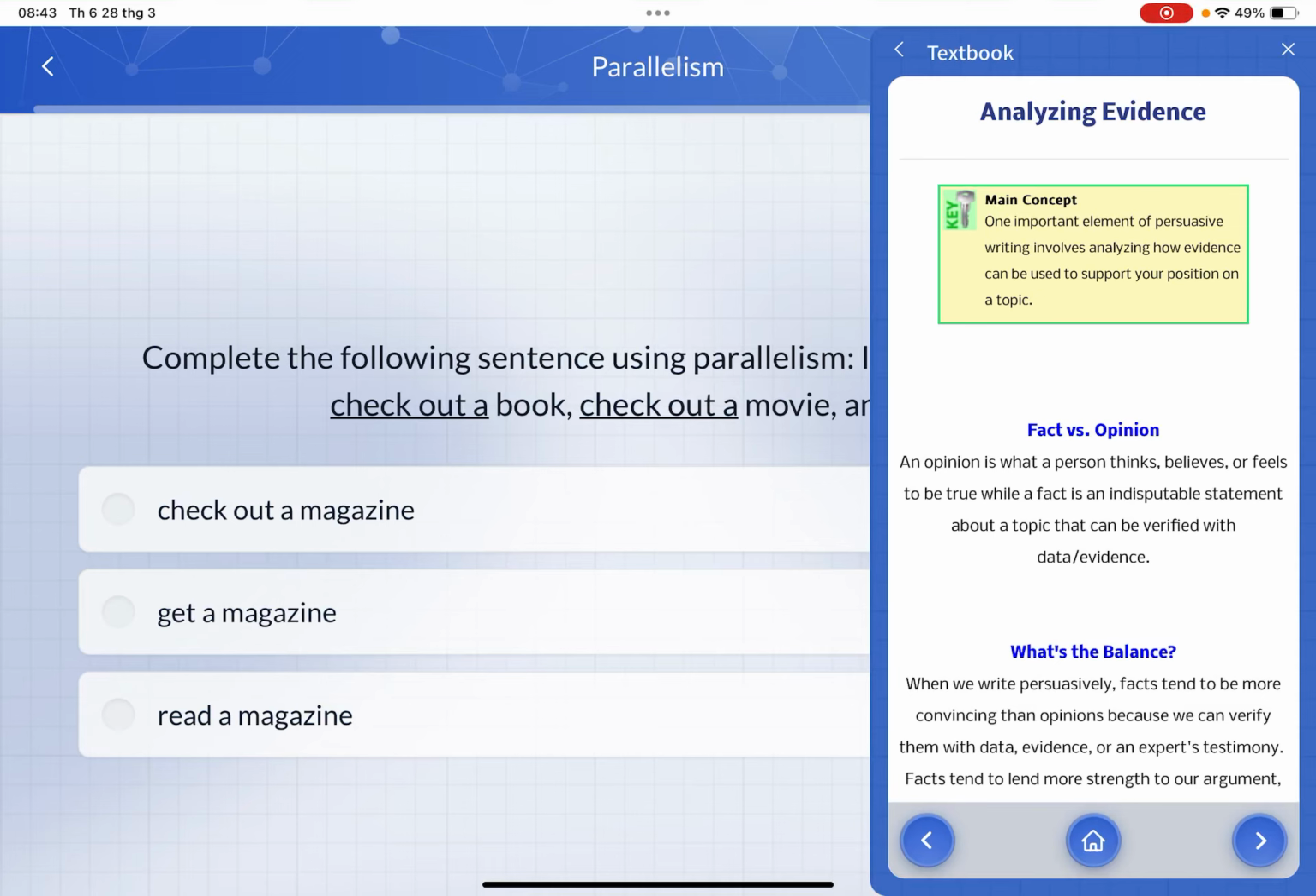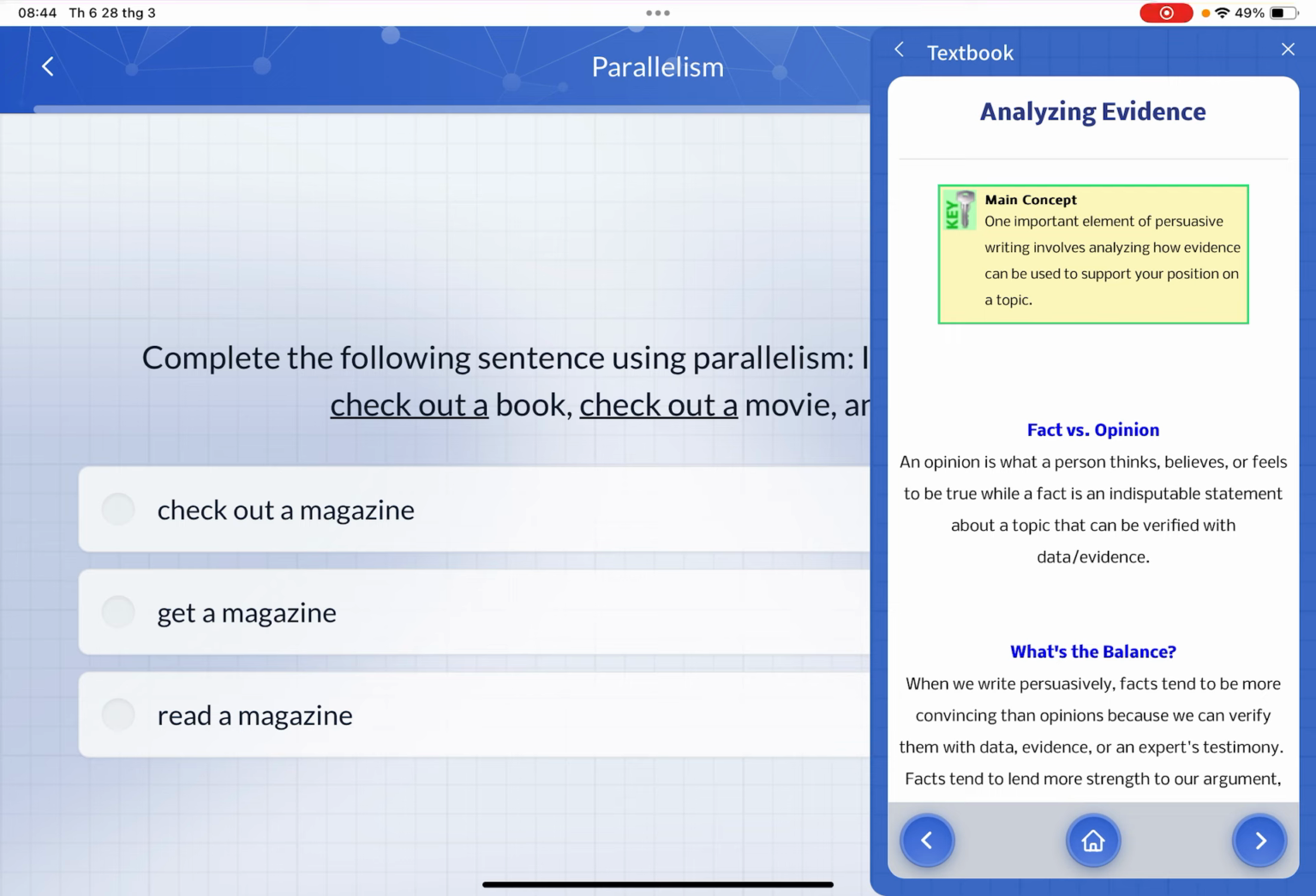Let's talk about analyzing evidence. One important element of persuasive writing is that it involves analyzing how the evidence can be used to support your position on a topic.